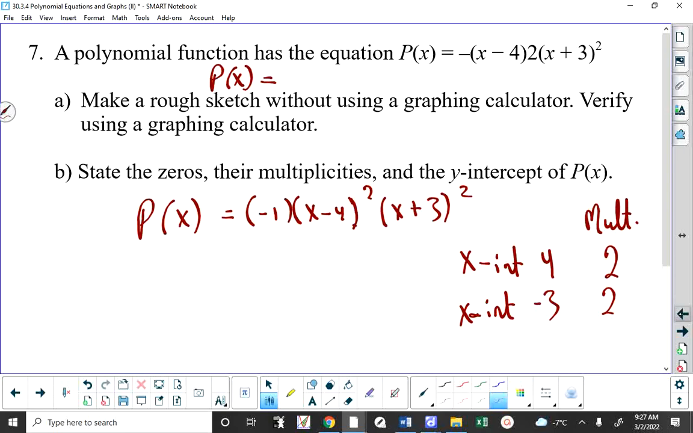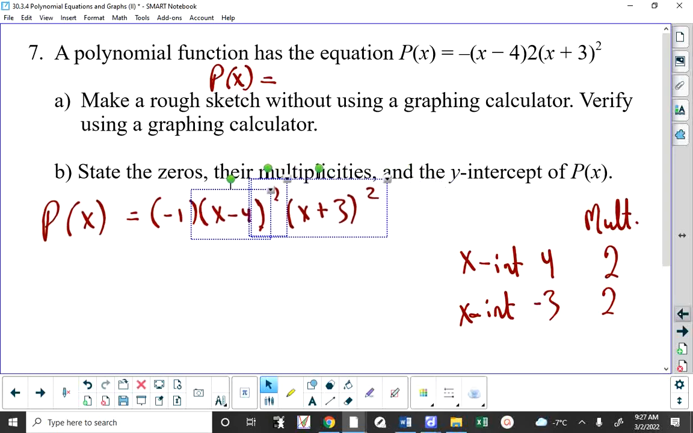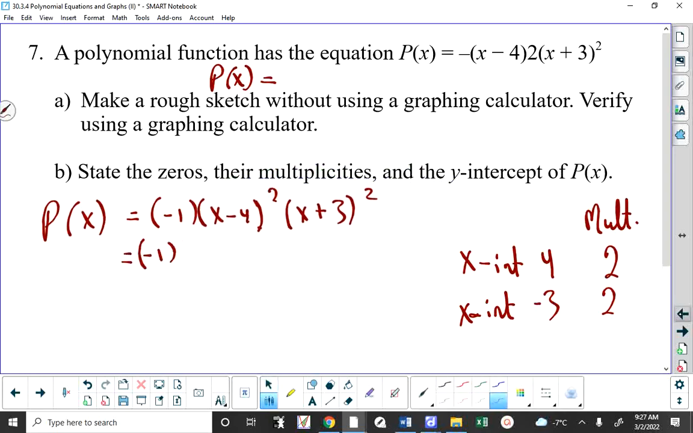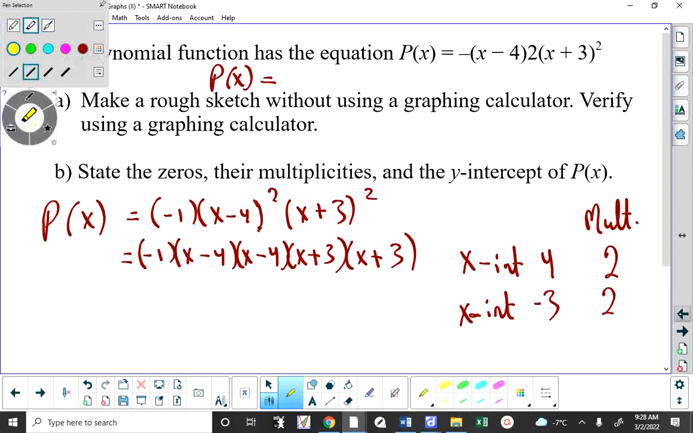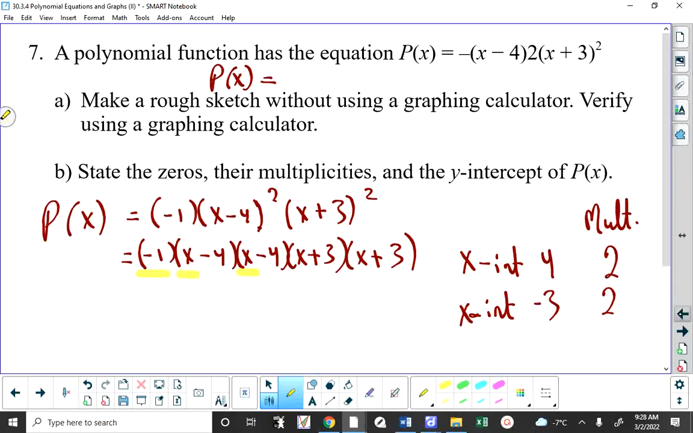And if I expand out this polynomial function, I am going to need to take -1 times x minus 4 times x minus 4 times x plus 3 times x plus 3. I'm going to have to multiply all that out. And I'm not going to multiply it all out. But again, I feel as though my explanation on this yesterday was a little weak, so I'll really make it clear today. To get the highest degree term on the polynomial function, you have to multiply the highest degree term of each factor.